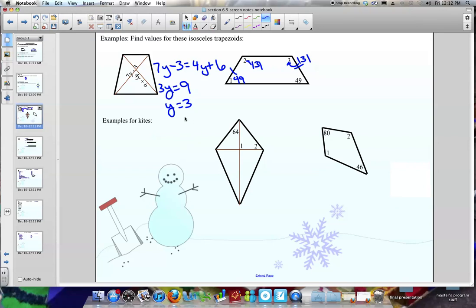Examples for kites. Given our properties, we know that the diagonals, since they're drawn in here, form 90 degrees. So we would know that angle 1 is 90 degrees.